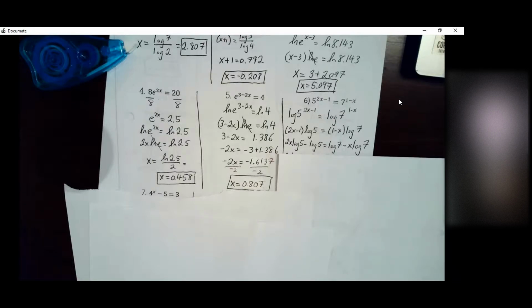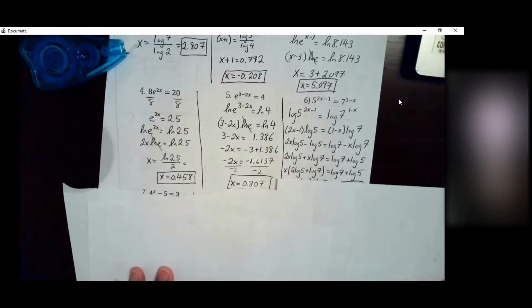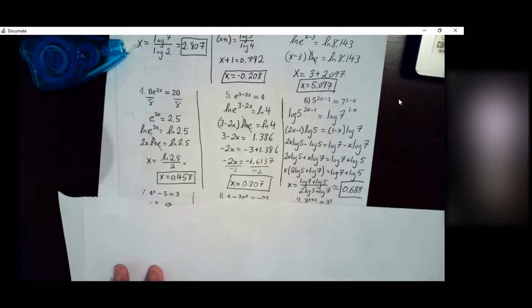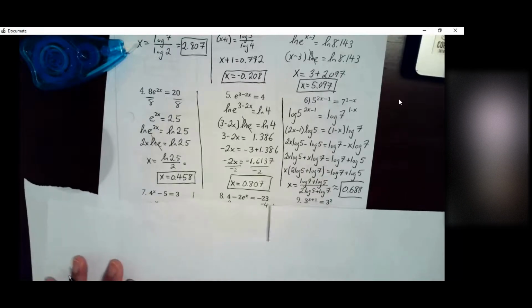Okay, so I got x equals log 7 plus log 5 over 2 log 5 plus log 7. That's what I got. Good.